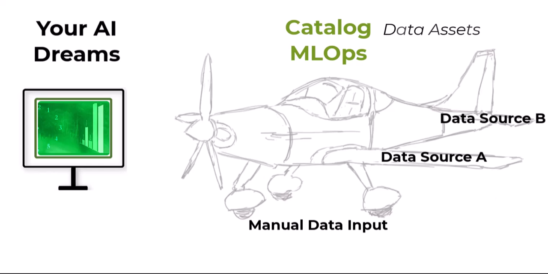One may represent, I don't know, labor cost, and the other may represent availability of product. Whatever those data points are, those data assets are, we need to have them readily available to us. And that is a catalog. And then the machine learning operations, well, you need something to manage all of these data sources and this manual input. How are you going to match the data up so that it ends up on your AI dream?